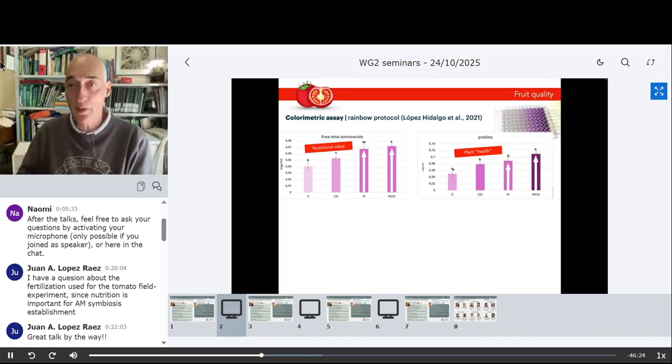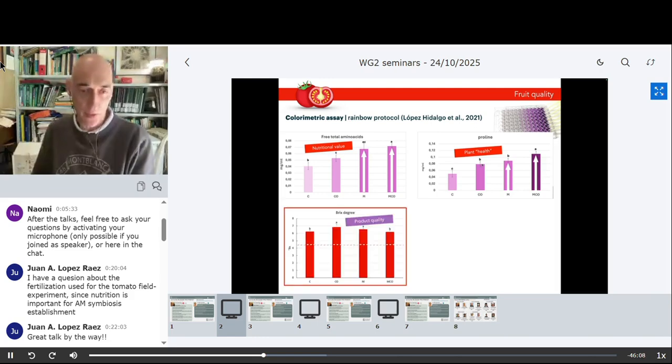In particular, proline is used as a proxy of plant health or absence of stress. And indeed, again, mycorrhizal and MCO plants have more proline in their fruits than control plants. We also checked the Brix degree, which is the amount of sugars contained in the tomato sauce, which is really the requirement for selling your tomato to the producers, to the work that produced the sauce, I mean. And in this case, the difference was not so striking.